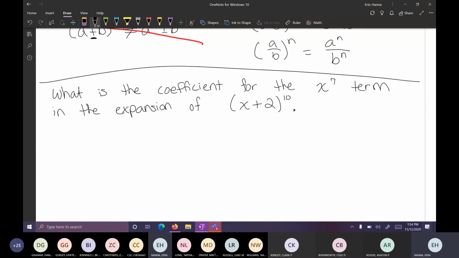So essentially what you would need to recognize here is that if you're at the x to the 7th term, you'd be at the 2 to the 3rd piece, because remember those two have to add up to 10. And the choose number is always the exponent on the second term. So our coefficient in the front will be whatever 10 choose 3 is, which is 120.